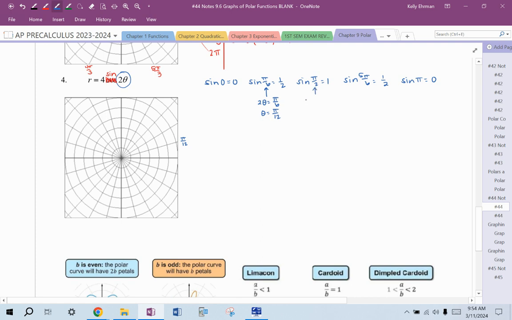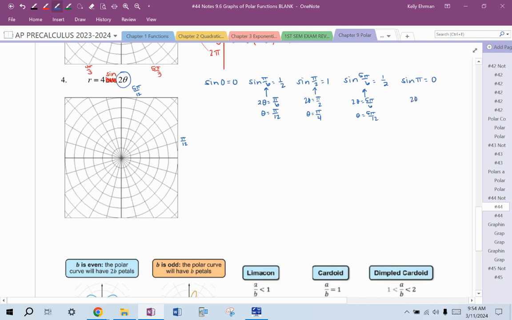What about this one? 2 theta needs to equal pi over 2, so that I get 4 times sine of pi over 2. So divide by 4 and be plugging in pi over 4. This one, 2 theta equals 5 pi over 6. Divide by 2, 5 pi over 12. And again, we have that on this grid, so this is 5 pi over 12.